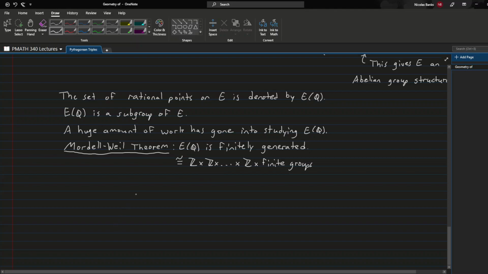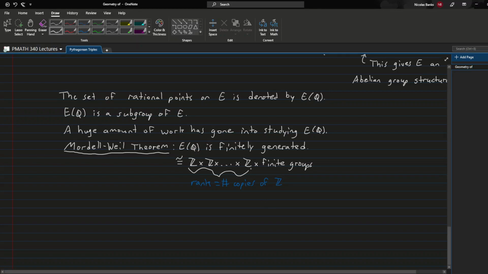And so a natural question is, how many of these do we need? That's called the rank. Rank is the number of copies of Z that you need to take the direct product of to get the whole group E of Q.